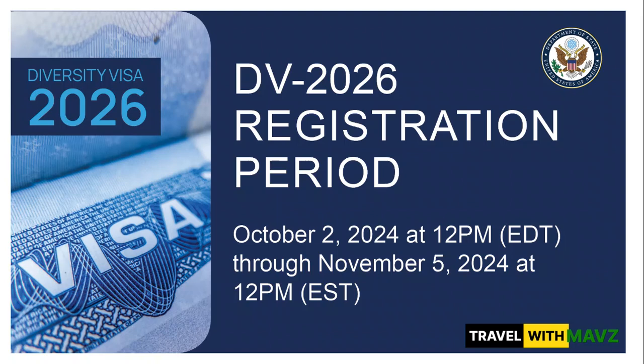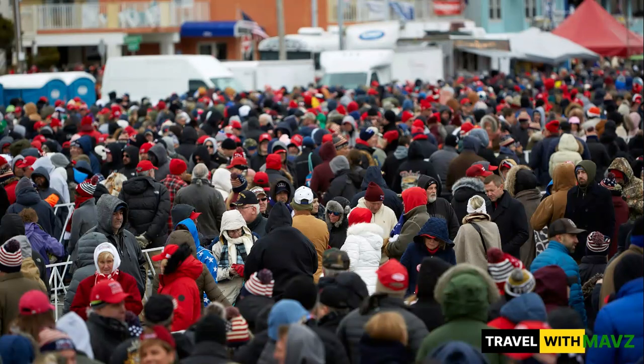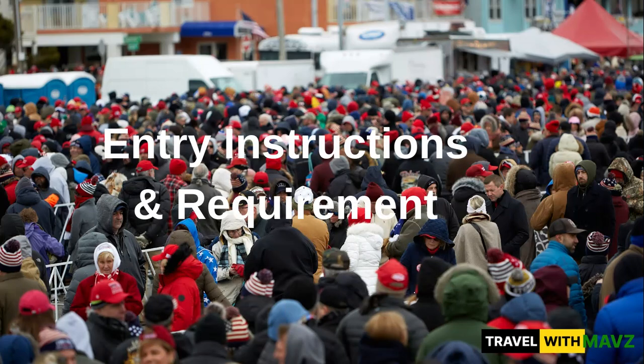The application window for this is actually from October 2nd, 2024 to November 5th. So if you are watching this at a later time, then you want to make sure you wait for the next round of this DV application, right? So how do you apply? What is the information you need, right? All of these are things you need to pay rapt attention to.